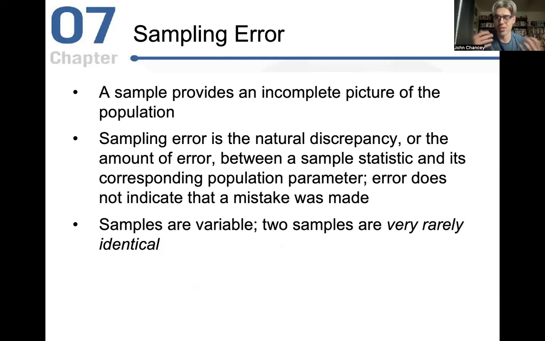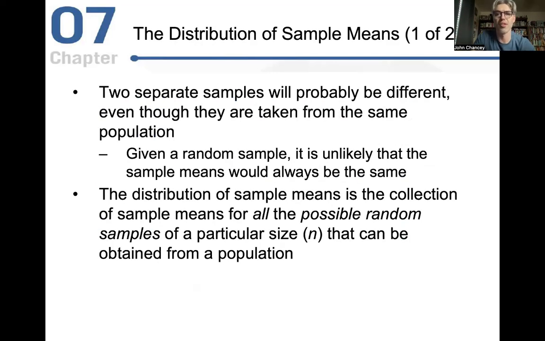Error does not indicate a mistake was made by any means. It just means we have variation. Samples are prone to variation. They're variables. Two samples are very rarely identical. Even if we're pulling from a population that's pretty similar, our samples are probably going to look different. So we want to be able to capture that sampling error of going from population to sample. So two different samples will probably be different, even though they are taken from the same population. Especially if we're talking about random sampling, it's really unlikely that the sample means would be the same.